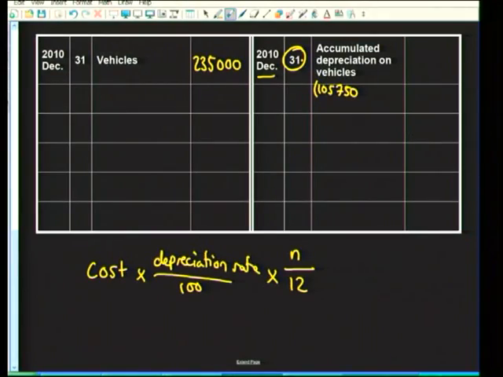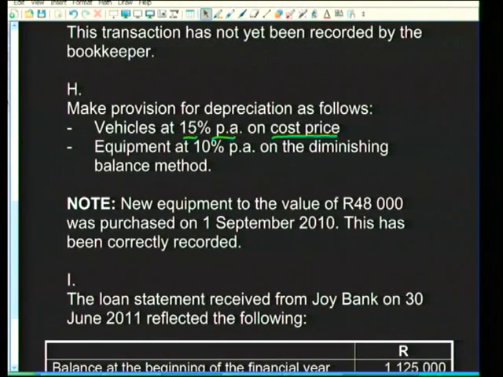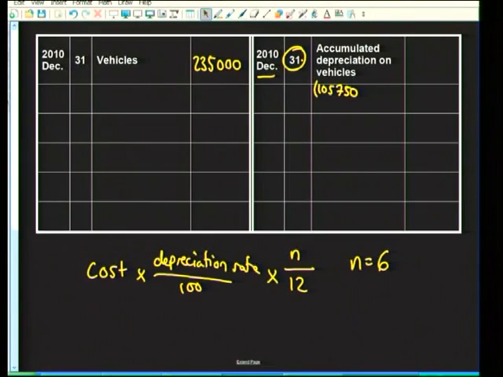So let's think about how many months we have. We're selling the vehicle on the 31st of December, and we have depreciation up to and including the 1st of July. So the months that we have to calculate are July, August, September, October, November, and we're going to calculate December as well. So that's going to be 6 months of depreciation. So the number of months is equal to 6. The question also gives us the cost price of the asset that we are selling. We've already recorded that over here in our ledger account. So the cost price is equal to that 235,000 Rand.